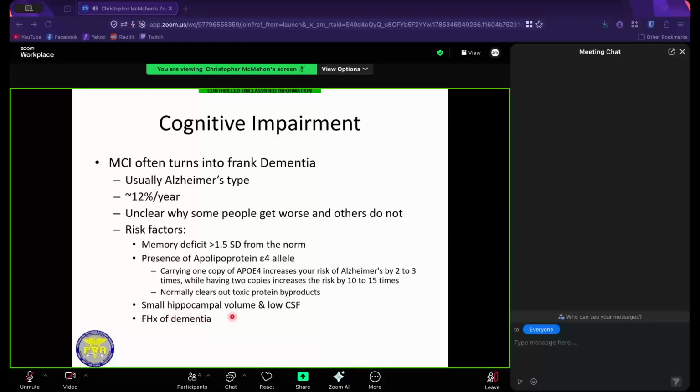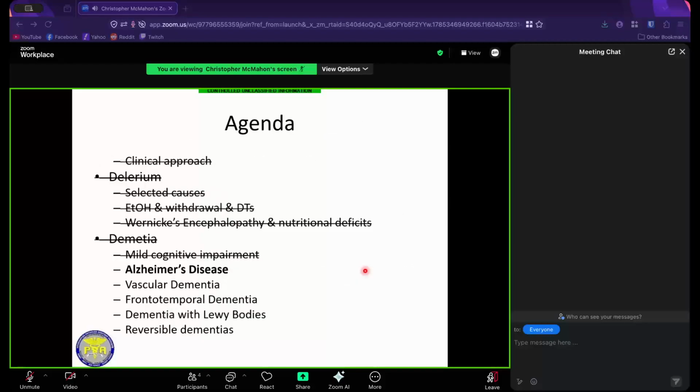Small hippocampal volume and low CSF, yeah, sure, that's in there. Family history of dementia, kind of clueing you into they may have this kind of misfolded protein that causes issues over a long period of time, great. But again, what's my number one risk factor? Age, thank you guys. All right, Alzheimer's disease.